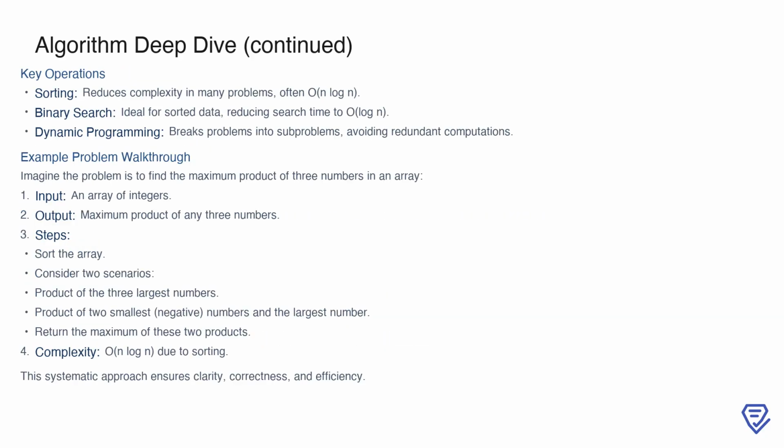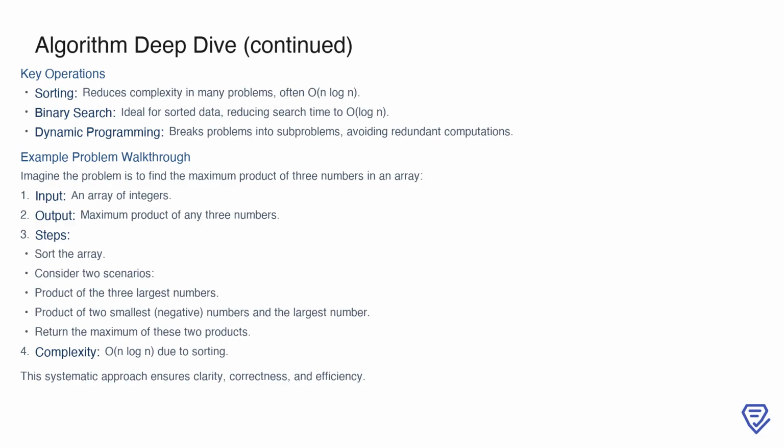To further refine your understanding, let's discuss key operations that frequently arise in optimized algorithms. Sorting is one of the most common techniques and is often the first step in reducing complexity, typically with a time cost of O(n log n). Binary search is another powerful tool, especially for sorted data, allowing you to locate elements in just O(log n) time. Dynamic programming is invaluable for problems that can be broken into overlapping subproblems, as it avoids redundant computations and improves efficiency.